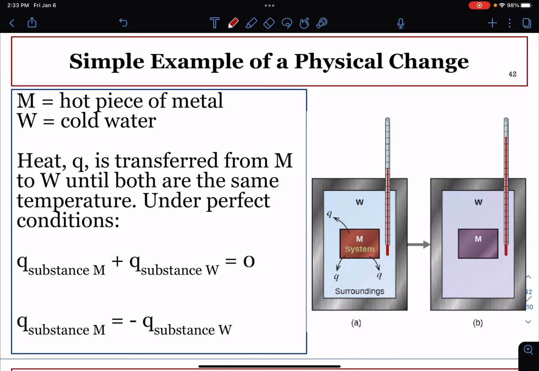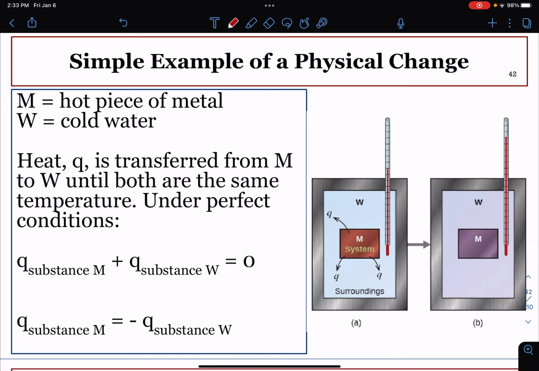And under perfect conditions, which means the calorimeter is perfect enough that no heat is lost to outside the calorimeter, so all the heat is being transferred directly to the water and can be measured by the thermometer. So under perfect conditions, we have Q of the substance M plus Q of the substance W is going to equal 0. If we subtract Q of W on both sides of the equation, this will make a little bit more sense. Now we can say that Q of M is equal and opposite to Q of W. And that's because all of the heat or energy that is being lost by the metal is going to be gained by the water.